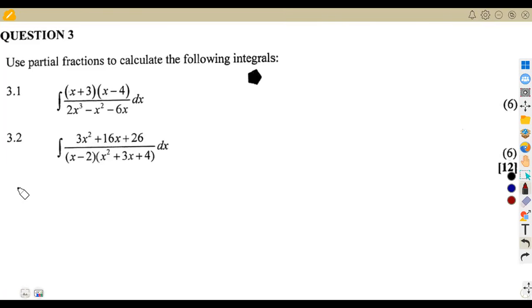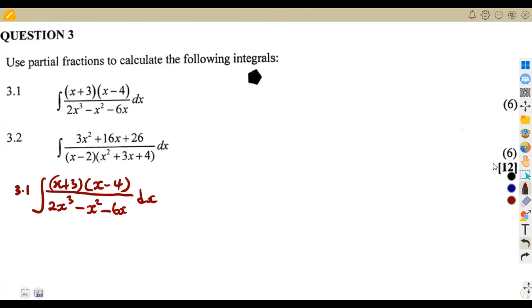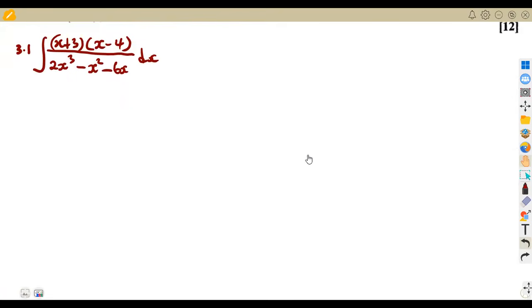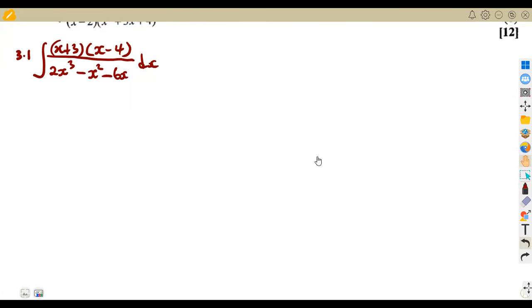So I'm going to take this part. This is 3.1. We are given to integrate (x + 3)(x - 4) over 2x cubed minus x squared minus 6x with respect to x. So in some of the questions, you see that it's like a repetition of some of the questions that you've actually done from another question. You just have to know the basics, because most of the questions will be like a repetition. All right.